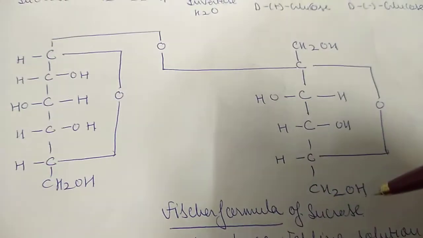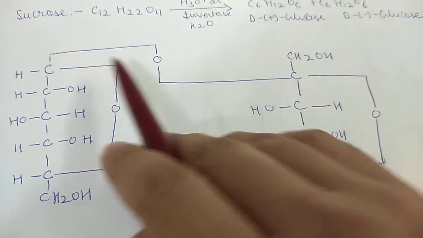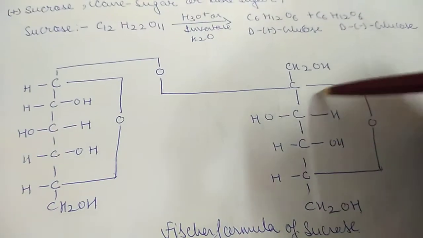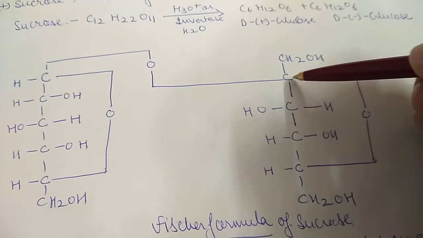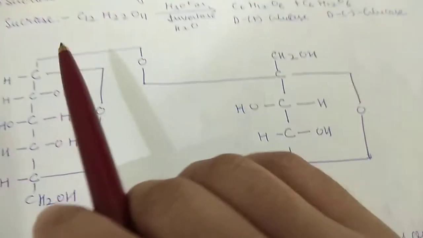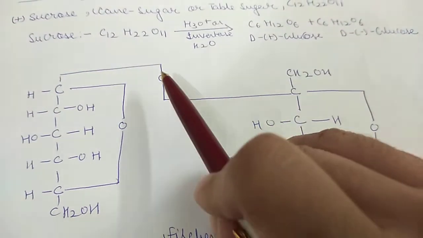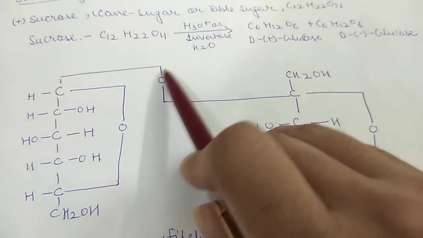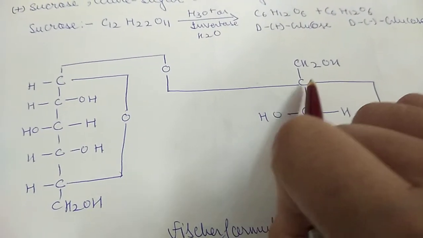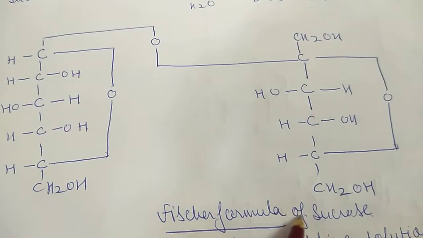This is the Fischer formula for glucose. There is a bond through oxygen between carbon number 1 of glucose and carbon number 2 of fructose. This is glucose, and this is fructose. So there is a glycosidic linkage, a glycosidic bond between carbon number 1 of glucose and carbon number 2 of fructose by loss of a water molecule. This is the Fischer projection formula.